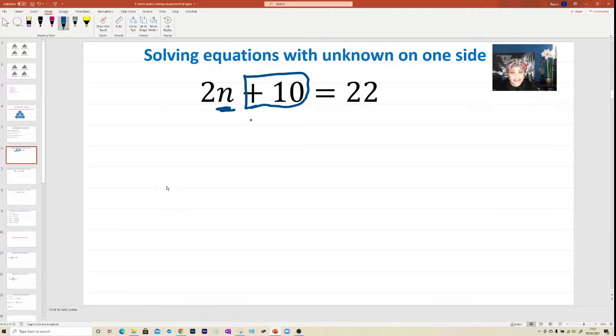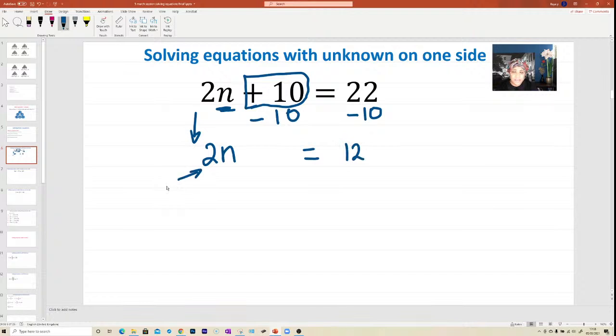Okay, so we're going to take away 10 from both sides. Because it's an equation, whatever you do on one side, you have to do on the other side. So subtract 10 on both sides. So now we have the 2n, we're going to bring it down, 2n plus 10 minus 10, 0, it's gone. So now we have the equal sign, 22 take away 10, that's 12.